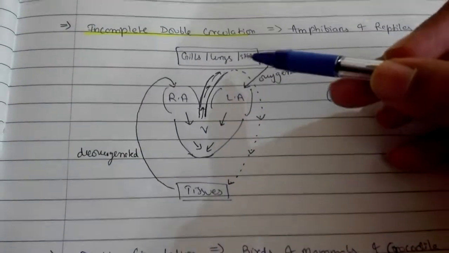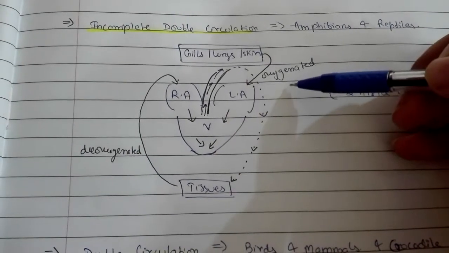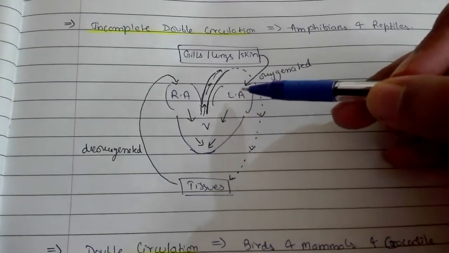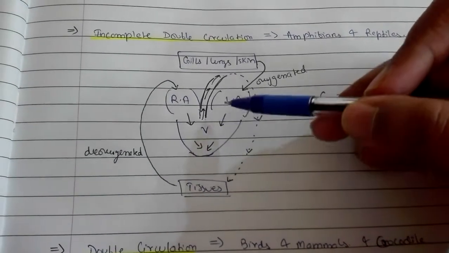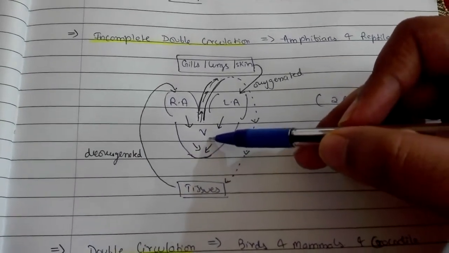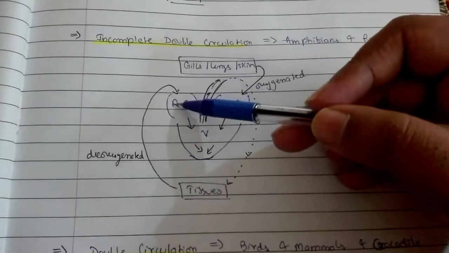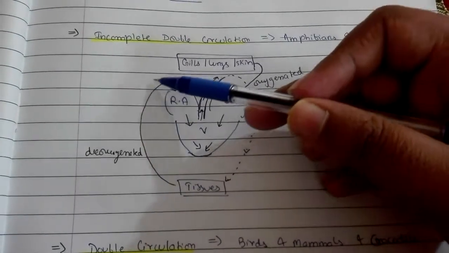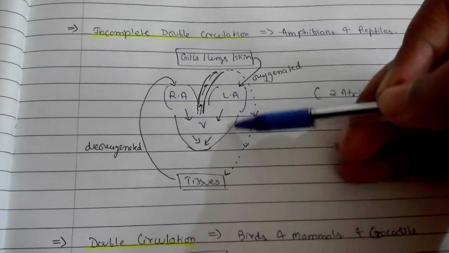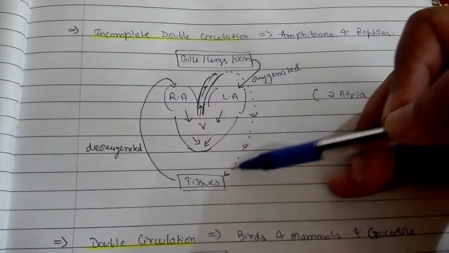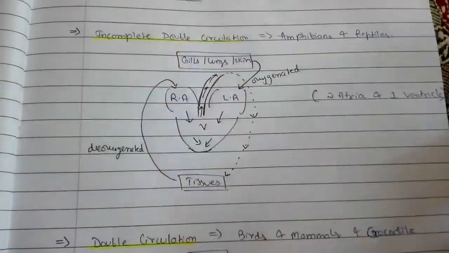Now the gills will give you the oxygenated blood. This oxygenated blood comes to the left atrium. Now the left atrium will pump this blood to the ventricle. Same thing goes on with the right atrium, which receives the deoxygenated blood from the tissue and sends it to the ventricle, and the ventricle mixes up both the bloods and then pumps it out to the tissues again. Hence the cycle is completed.